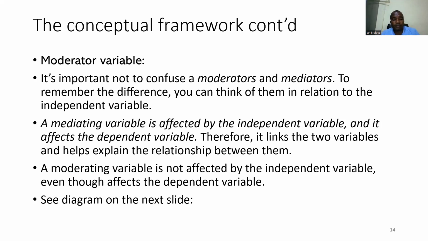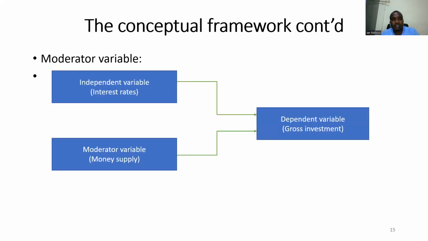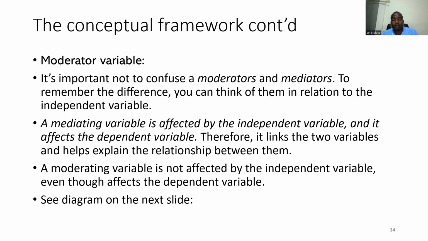So we can see this from the next slide. In the next slide, we have got an independent variable, which is interest rate. And then we have got a moderator variable, which is money supply. All of these variables have got an impact on the behavior of gross investment.